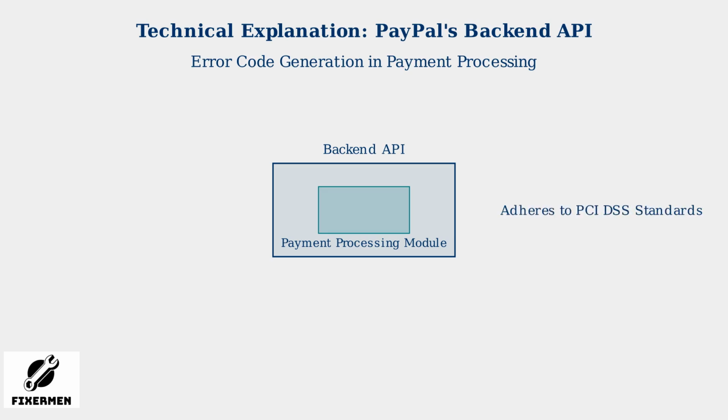The error code adheres to PCI DSS standards, which are industry requirements for secure payment processing. These standards ensure data encryption and integrity checks during all transactions. This is why security is always prioritized during fixes. The system must verify every transaction to prevent unauthorized access and maintain compliance with payment industry standards.